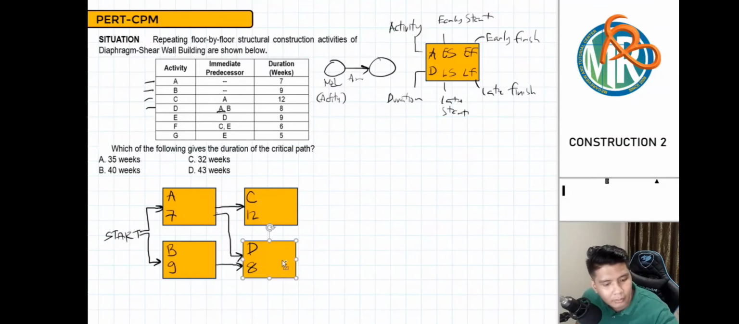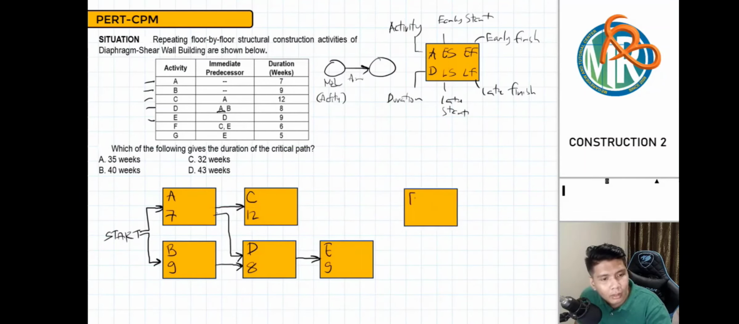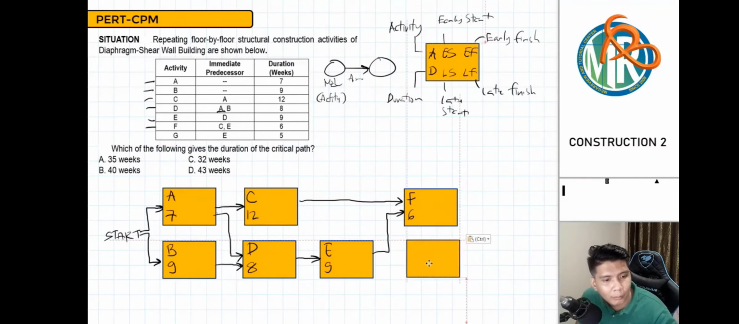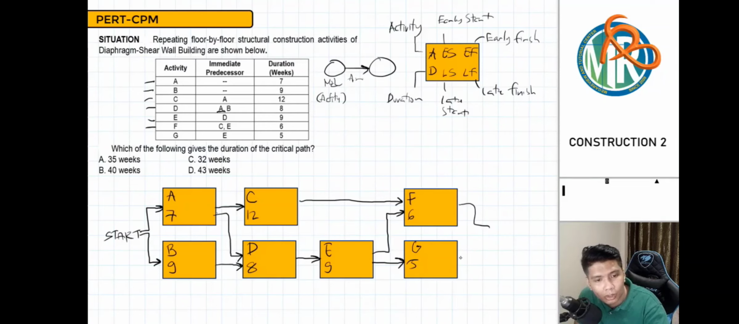Then after that, you have activity E. Si activity E naman, may duration siyang 9 weeks, and then kailangan matapos muna si activity D before siya makasimula. And after that, we have activity F. Si activity F naman, kailangan muna matapos si activity E and activity C, and meron siyang duration na 6 weeks. And lastly, we have activity G. So patapusin muna daw si activity E before magsimula si activity G with duration 5 weeks. And after that, wala na continuation sa ating activity, so malamang it will go to your end. Patapusan natin. So yun lang po, you have the start, you have the end, yan po yung ating diagram.